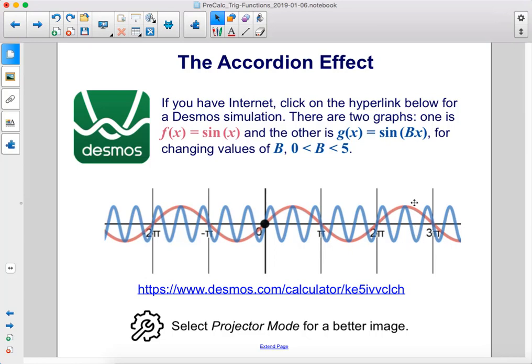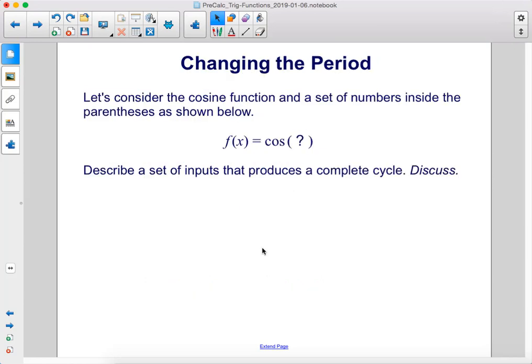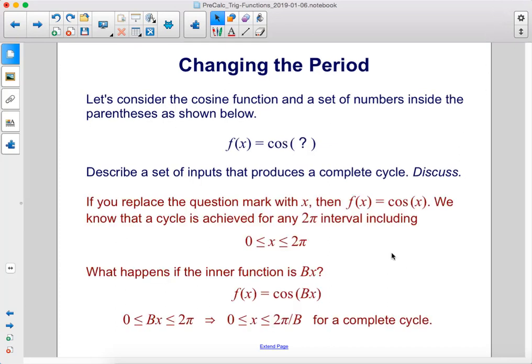There are two graphs. One is f of x equals sine x and the other is g of x equals sine of bx for changing values of b between 0 and 5. Let's consider the cosine function and a set of numbers inside the parentheses as shown below. Describe a set of inputs that produces a complete cycle. Discuss. If you replace the question mark with x, then f of x equals cosine x.